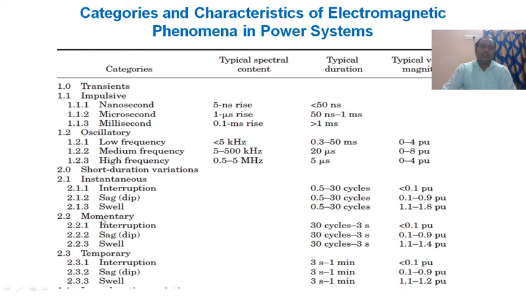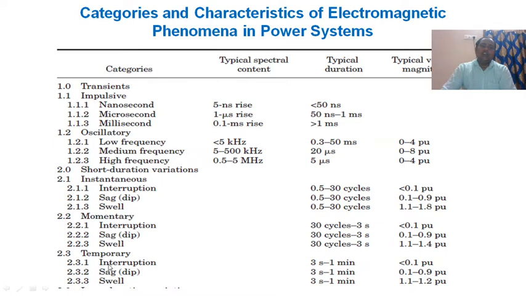In the momentary type, the durations are again divided into interruption, sag and swell. The typical duration changes: it lies between 30 cycles and 3 seconds for interruption, sag and swell. The typical voltage magnitude is less than 0.1 for interruption and 0.1 to 0.9 for sag. No change from instantaneous and momentary, but the swell is changing: it lies between 1.1 and 1.4 per unit.